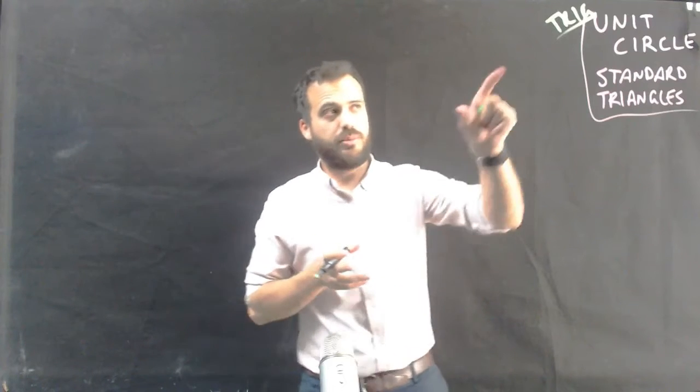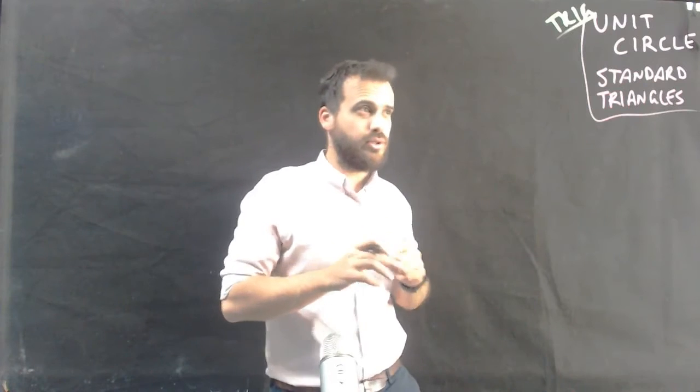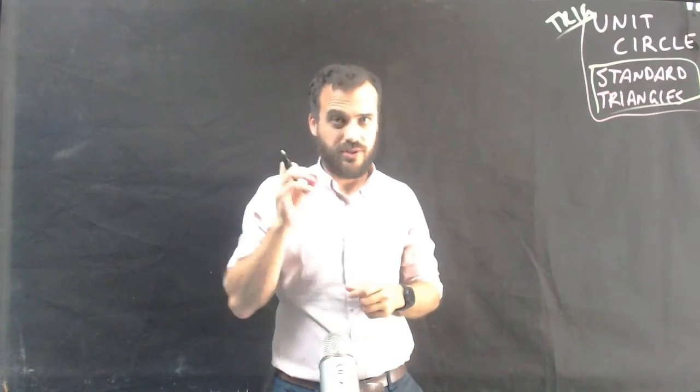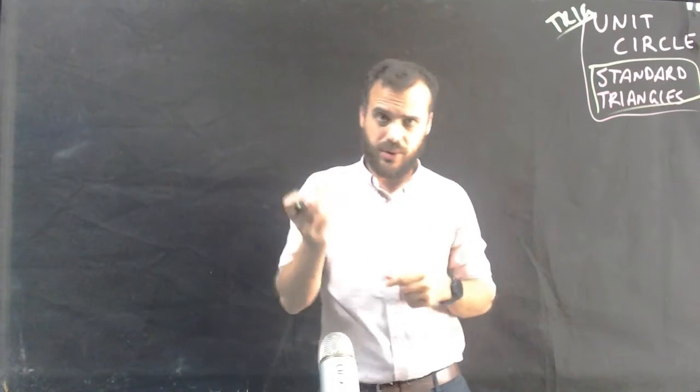So we're still looking at trigonometry here, and we're going to start looking at the unit circle. But before we look at the unit circle, we've got to look at these, the standard triangles. There's two of them, and it's really important that you learn them, you can draw them, and you understand them.